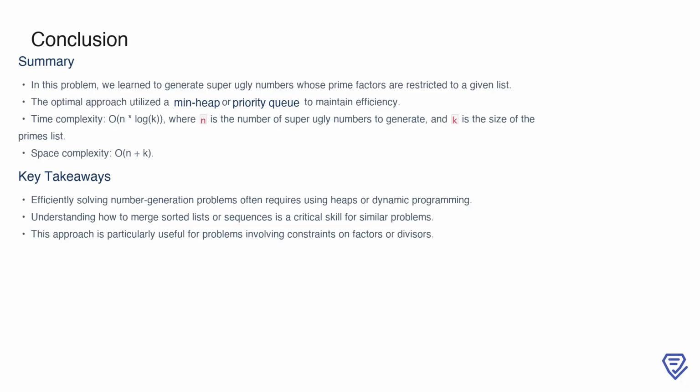Great job! To wrap up, we've explored an efficient way to solve the super ugly number problem using a priority queue. This problem is an excellent example of applying heaps and dynamic programming techniques to real-world constraints.